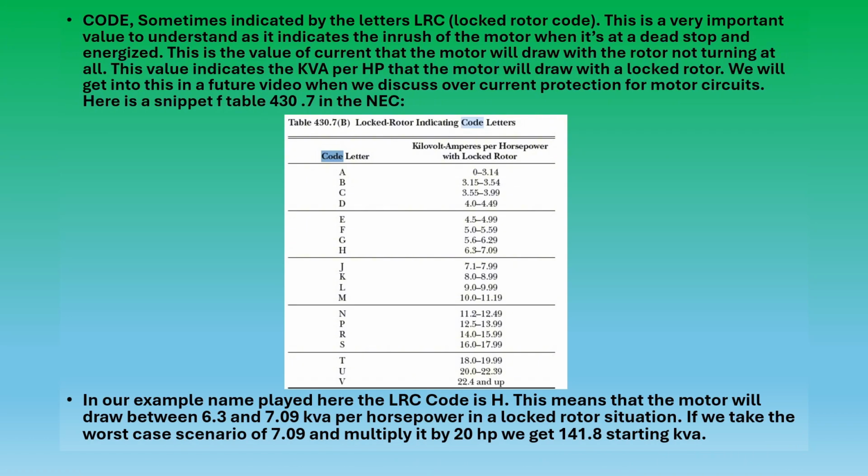So in our example nameplate here, the LRC code is H. This means that the motor will draw between 6.3 and 7.09 kVA per horsepower in a locked rotor situation. We take the worst case scenario of 7.09 and multiply it by the 20 horsepower, and we get 141.8 starting kVA.